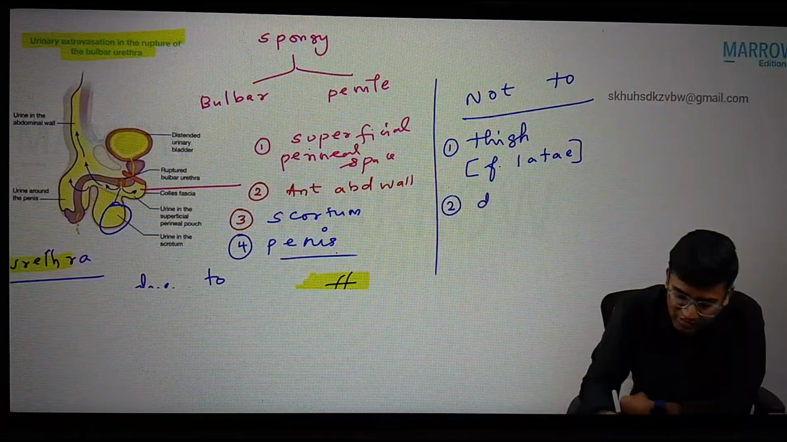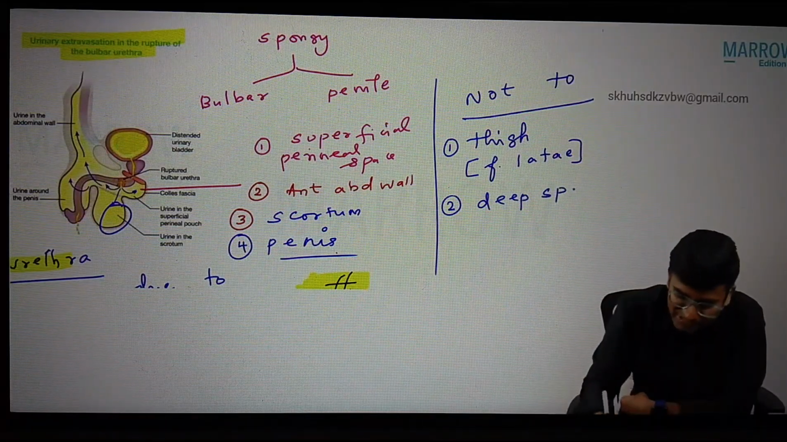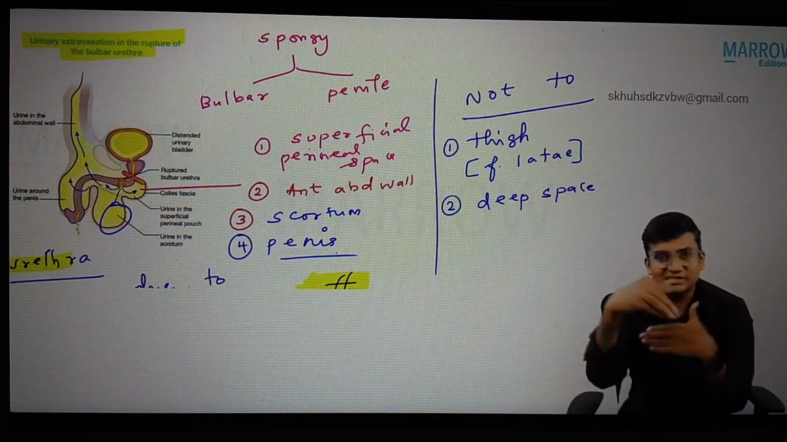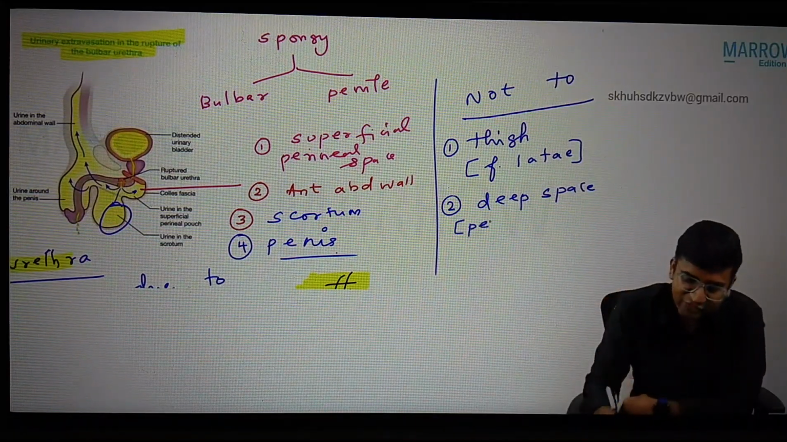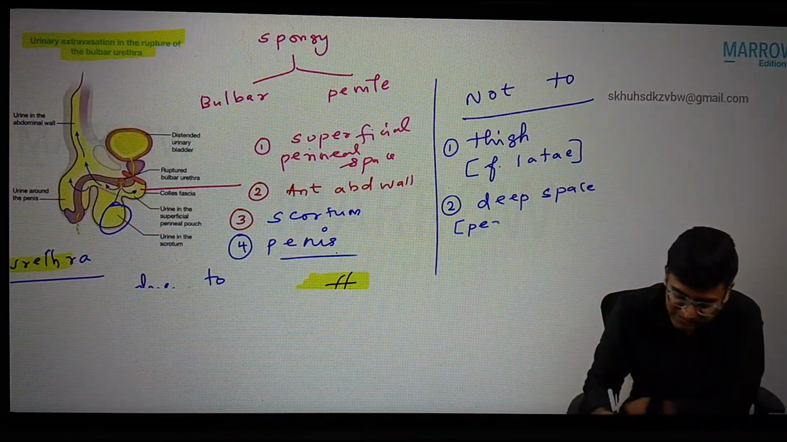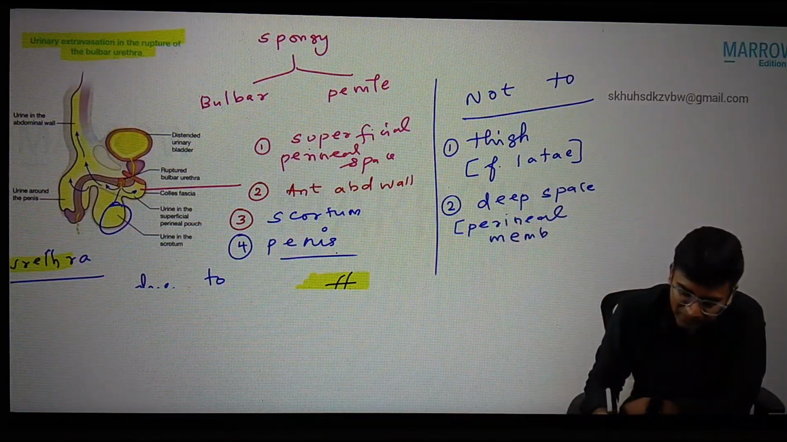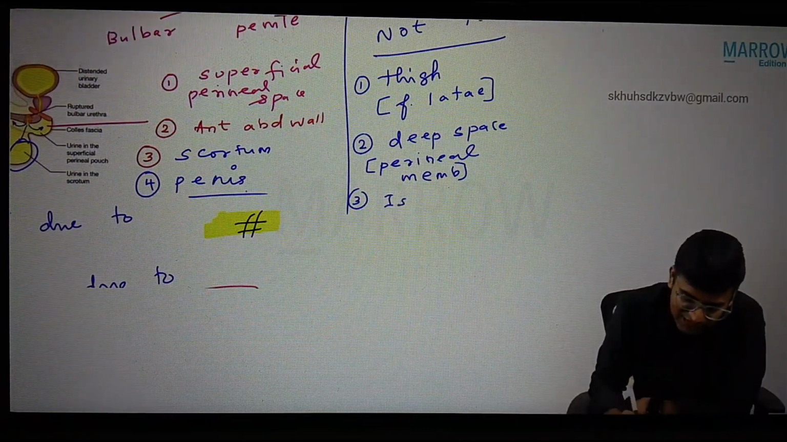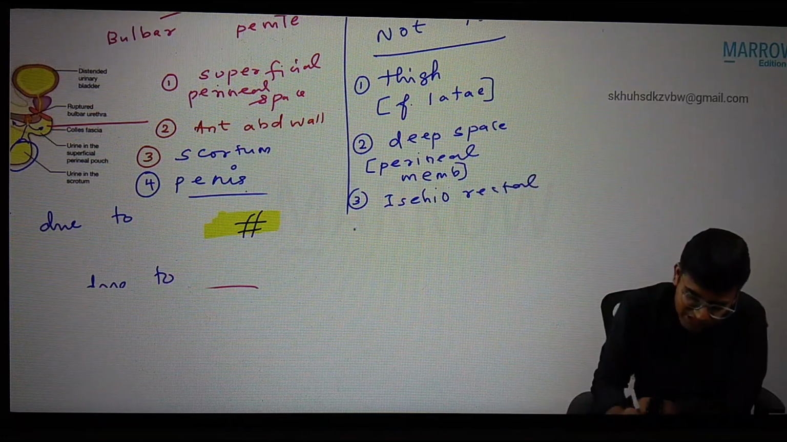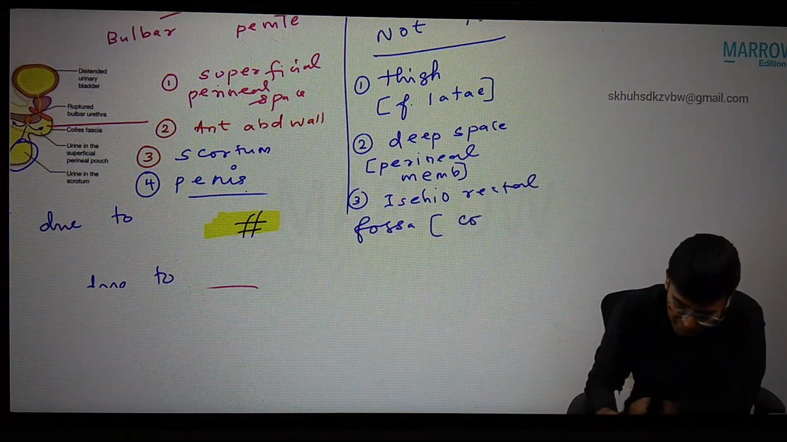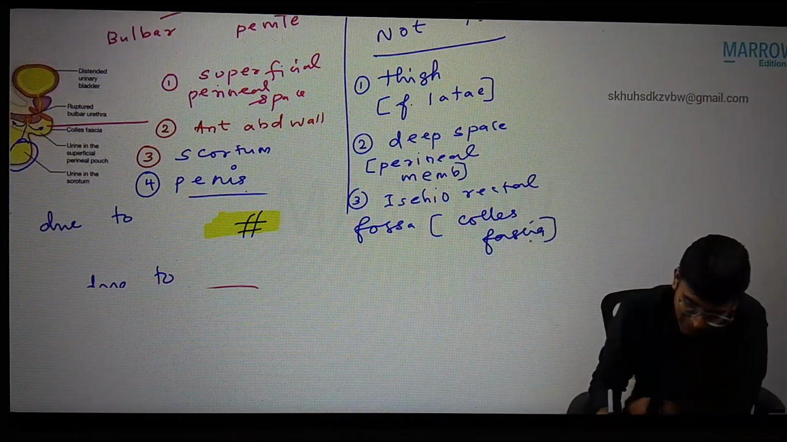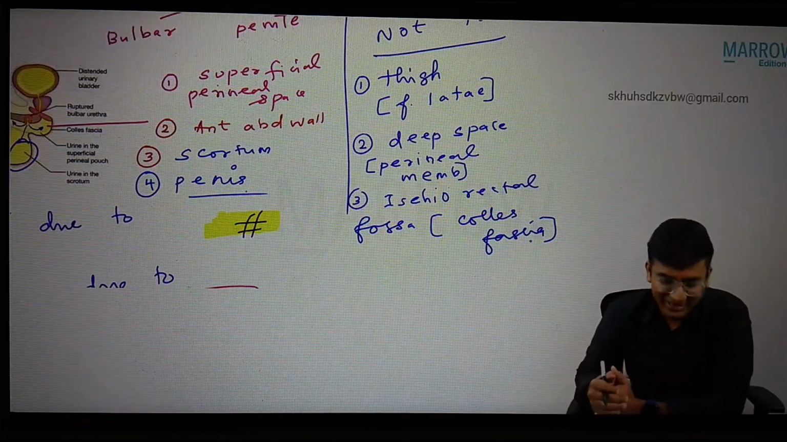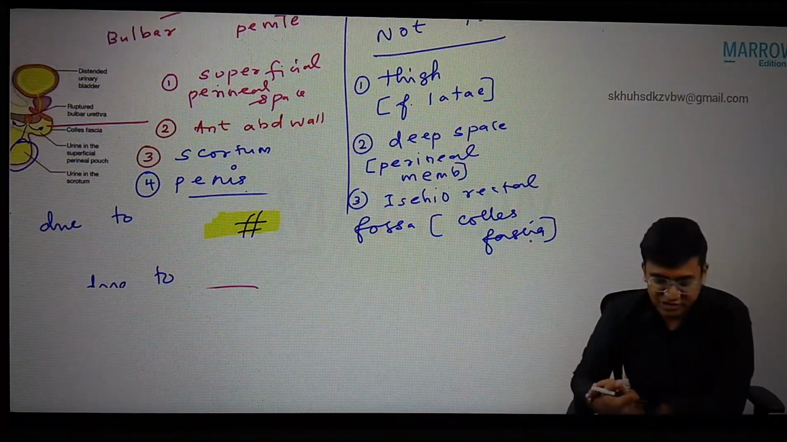Number 2, the urine does not reach the deep space. Why? We have one membrane. What membrane? The perineal membrane present between the superficial space and deep space. That membrane prevents the entry of urine into the deep space from the superficial space. And the urine also does not reach the ischiorectal fossa. Why? Because of Colles' fascia. So urine goes to 4 regions. Urine does not reach 3 regions. Okay. So that's all about the rupture of spongy urethra.